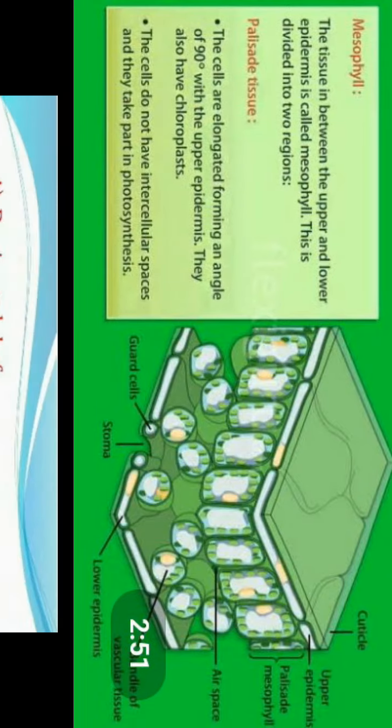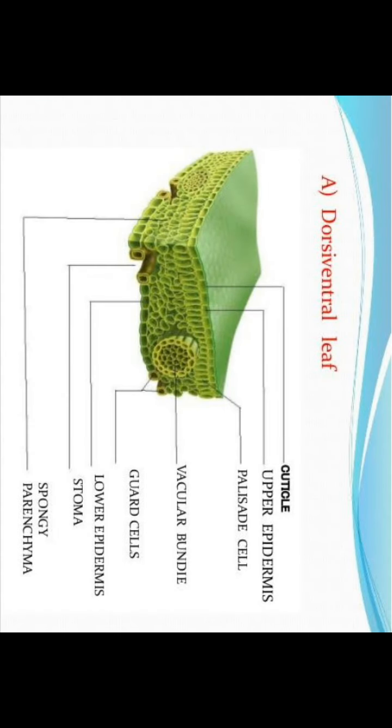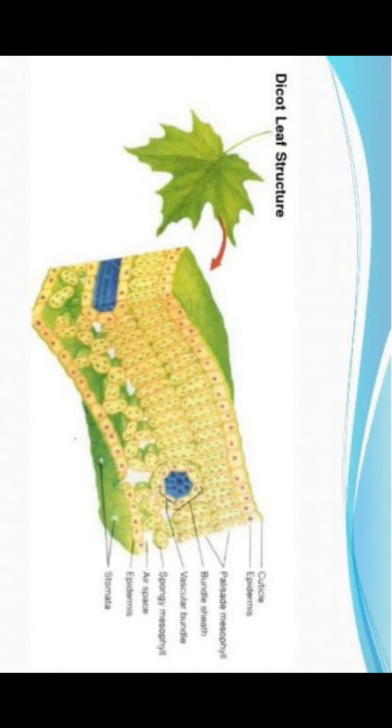So now let us discuss mesophyll tissue in detail. On the screen you can see the dorsiventral leaf clearly and the arrangement of mesophyll cells. Now let's look into this mesophyll concept. The tissue between the upper epidermis and lower epidermis, it means the adaxial epidermis and abaxial epidermis, is called mesophyll tissue. Mesophyll possesses chloroplasts and carries out photosynthesis.